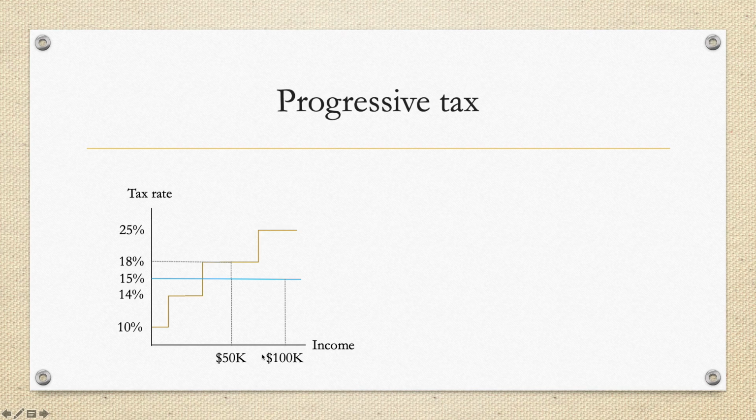Similarly, if you make $100,000, the first portion would be subject to 10%, and then the second portion would be subject to 14%. The third portion will be subject to 18%, and the last portion would be subject to 25%. So for any additional dollar that you make, for example, if you make $100,001, your marginal tax rate is 25% because that additional $1 will be subject to a 25% tax rate.